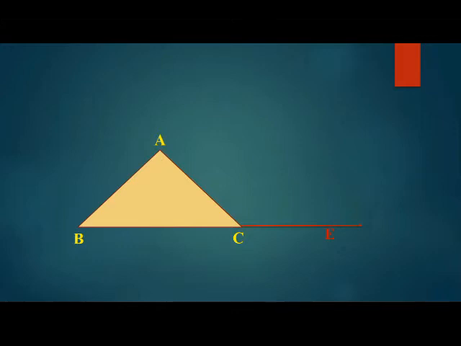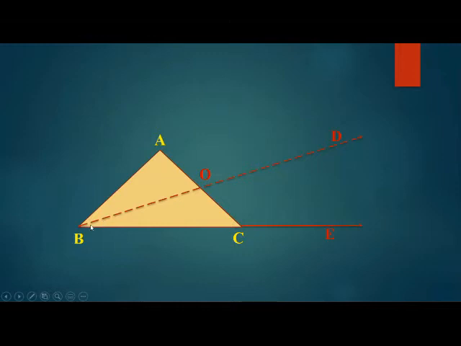So the first interior opposite angle is angle A and the second is angle B. So what do we have to prove over here? We have to prove that angle ACE is greater than angle A. Also, angle ACE is greater than angle B. To prove that, we have constructed some things over here.